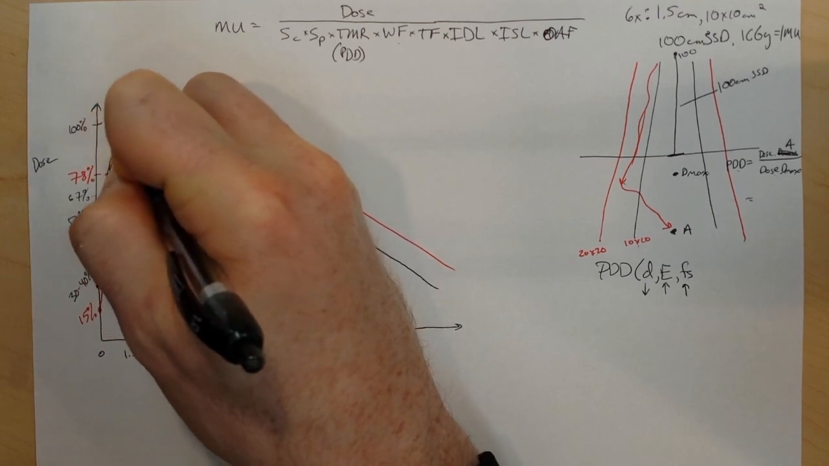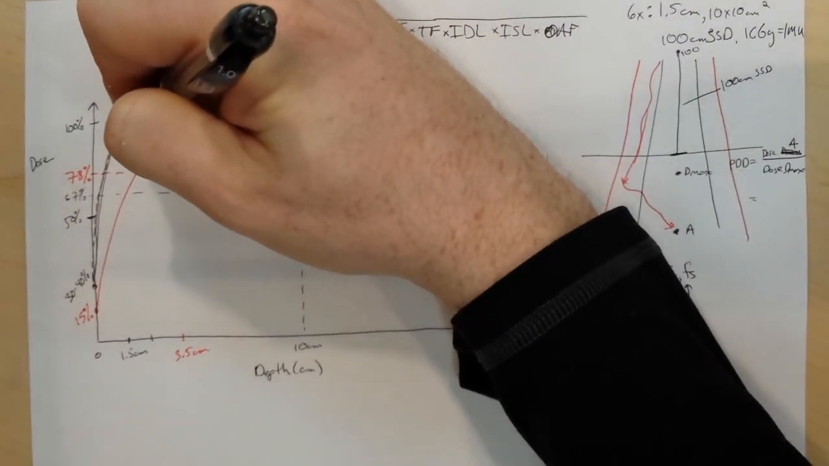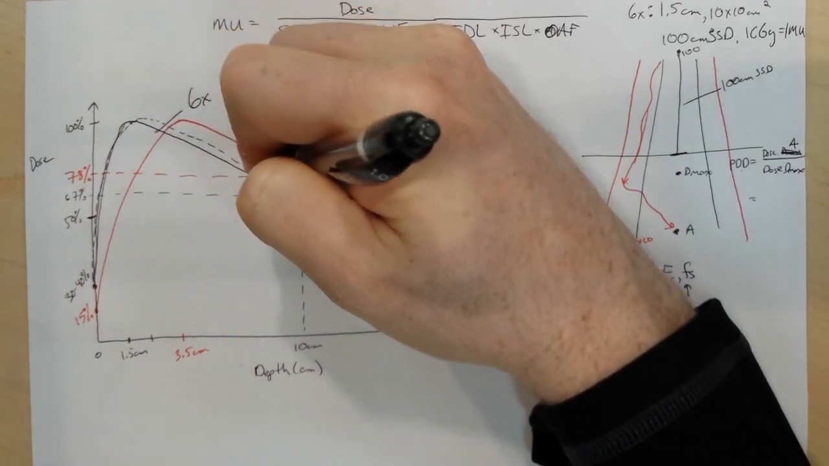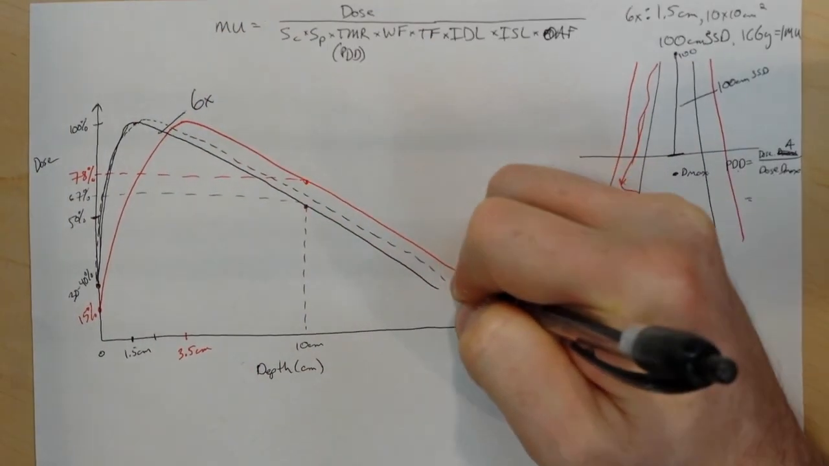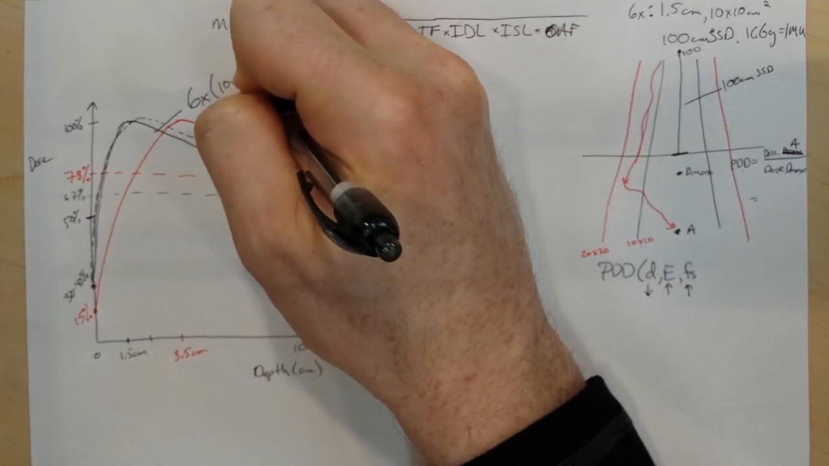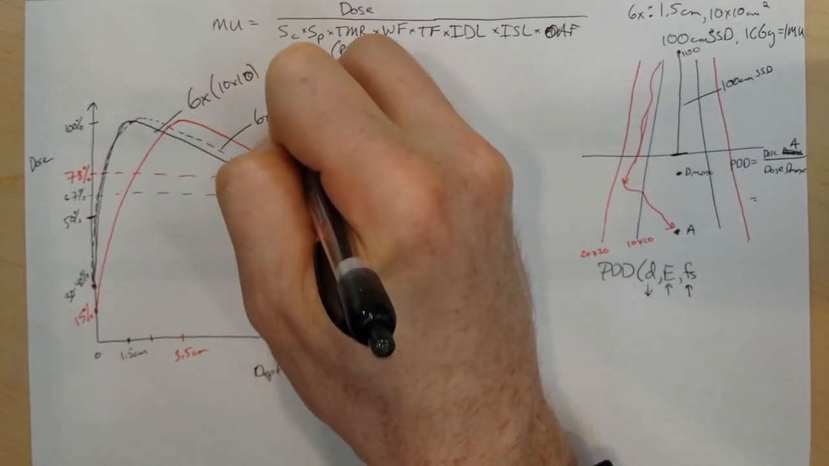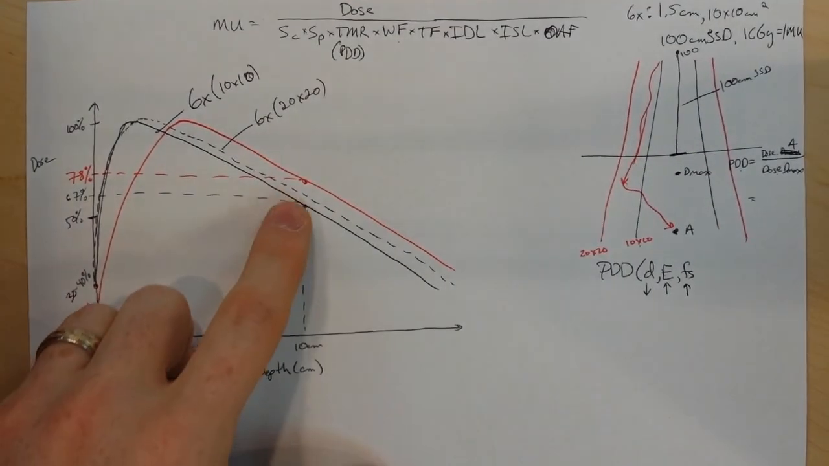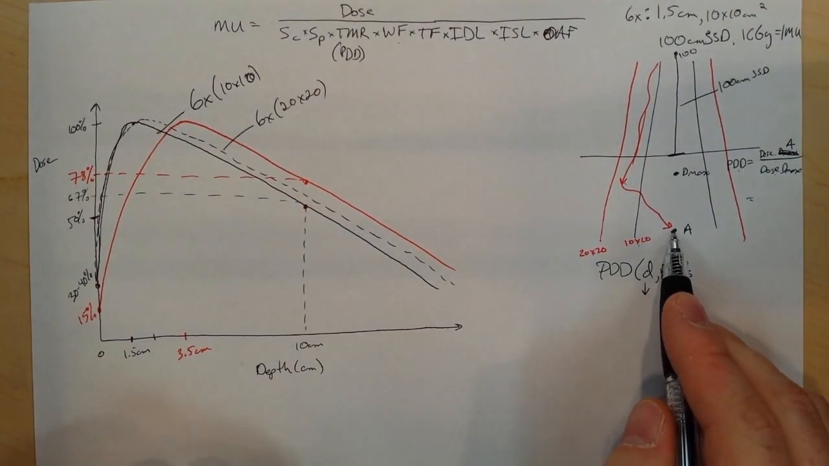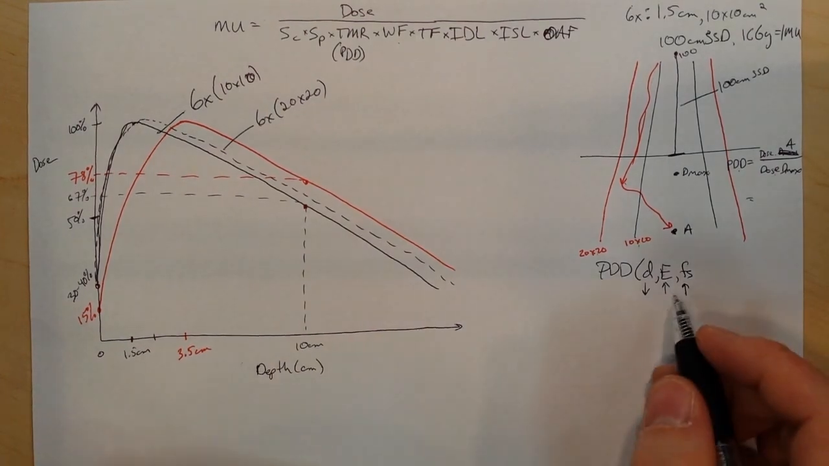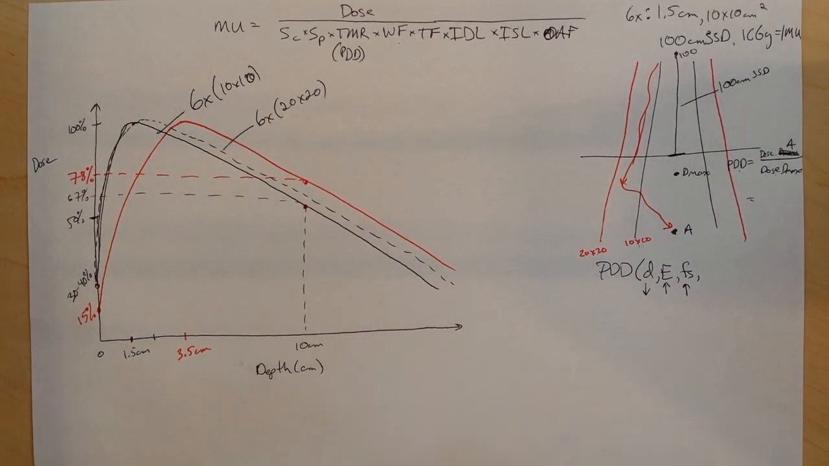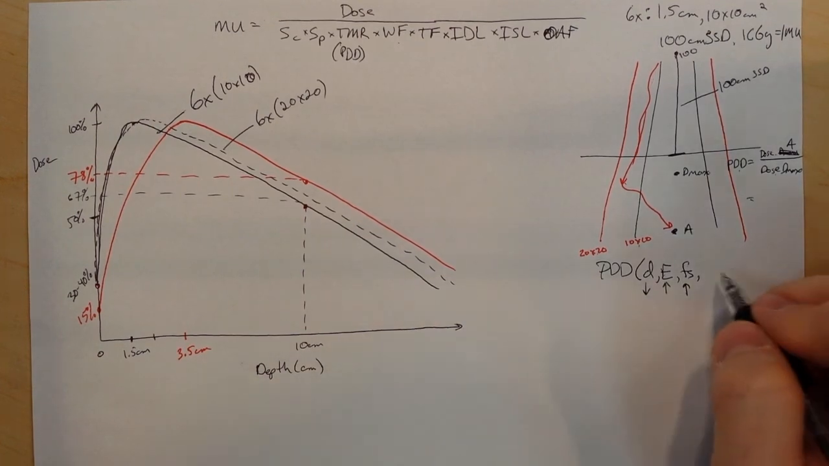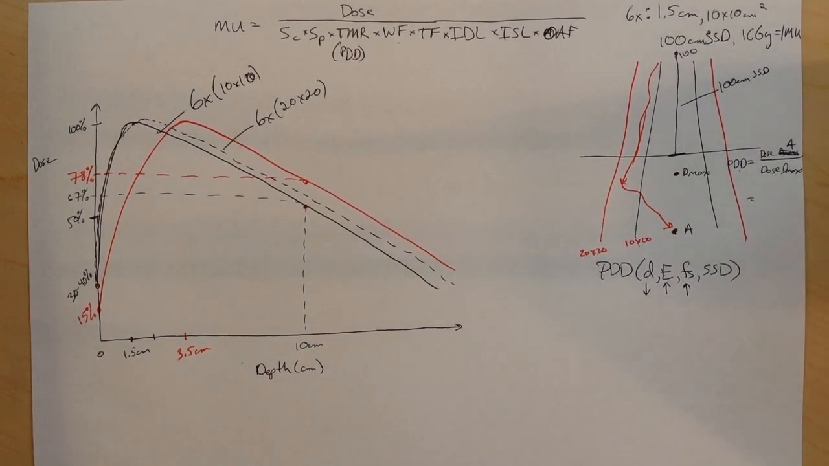Everything looks similar to D max, except my percent depth dose is a touch higher because I have a higher reading at point A. So the last thing is SSD. What happens if I change my SSD? If I change my SSD, my percent depth dose increases. And I'll explain this in another lecture because it's a little bit longer explanation.